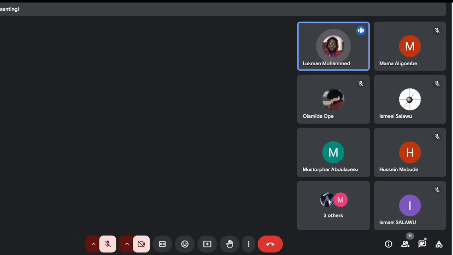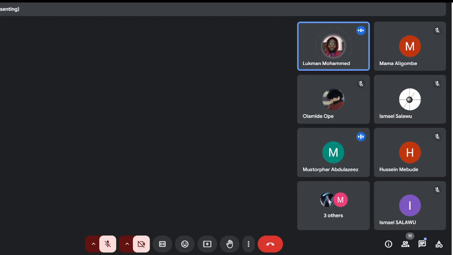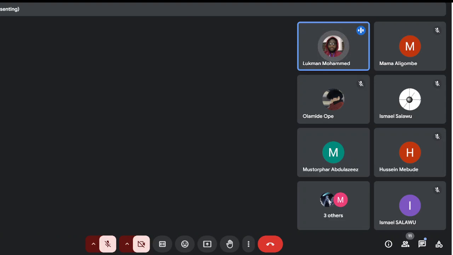So now, where is the side that is opposite to this theta? It is this horizontal. The opposite means sine. So it's going to be F sine theta. And see, horizontal becomes sine here. Automatically, this vertical is going to be cos, because if this is opposite, this is the adjacent to the theta. So this is going to be F cos theta.